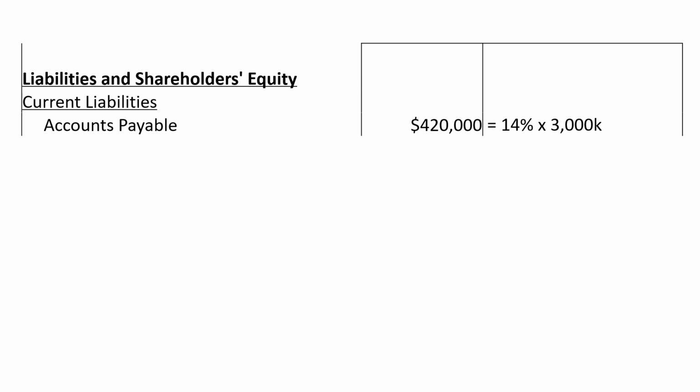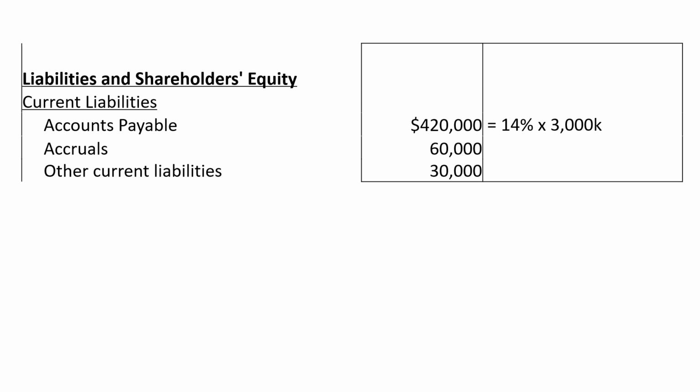The accounts payable here, you know from point number 6, is 14% of the sales figure. So it's 14% times 3 million, gives you 420k. Accrual remains unchanged from point number 7. Other current liabilities remain unchanged from point number 7. Add up together here: 420 plus 60 plus 30 gives you 510.